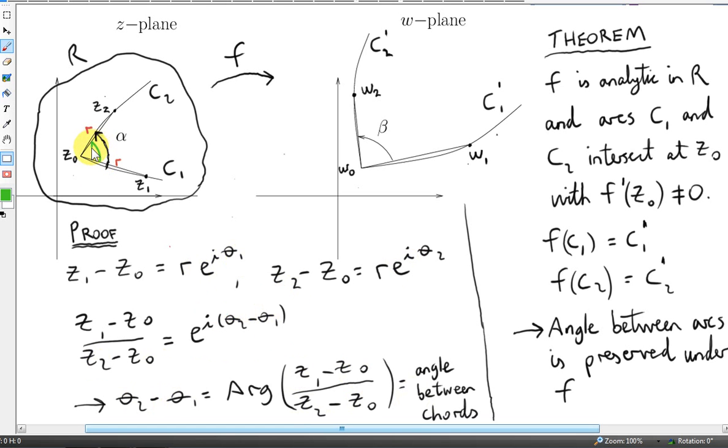This angle here. It's not what we want, not quite what we want. It's close to what we want if we make r small. The smaller we make r, the closer it is to the angle between the two curves at Z0. That is the angle between the tangents to the curves at Z0. Now, the actual angle that we're looking for we call alpha. So we just take the limit as r goes to 0 of this quantity to get the angle between the curves.